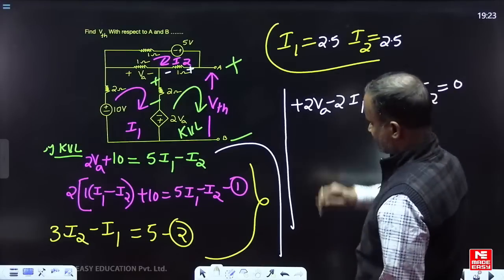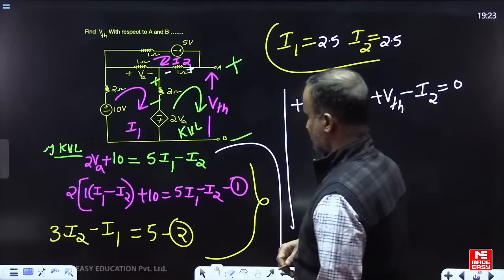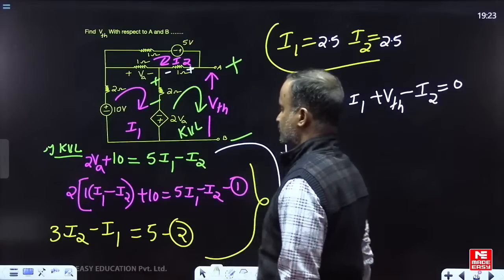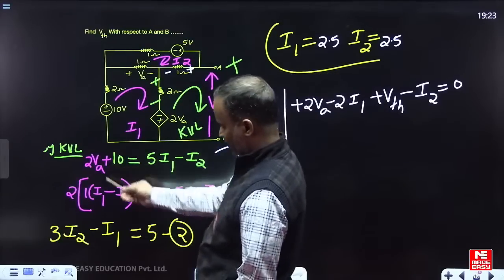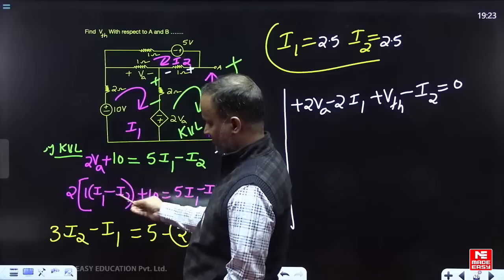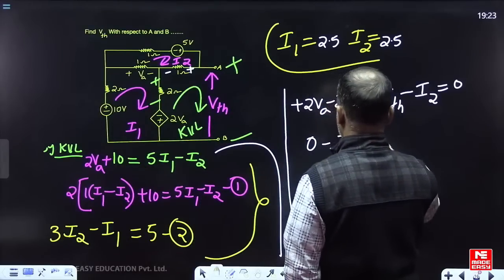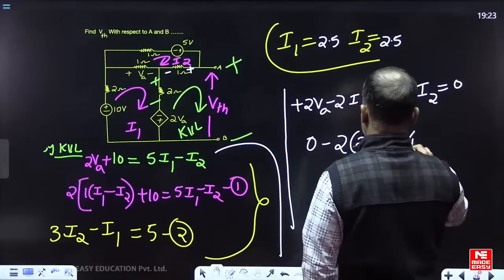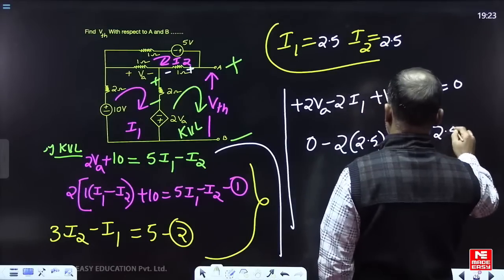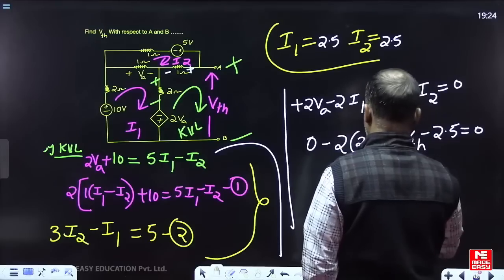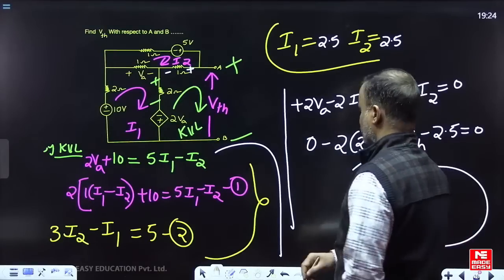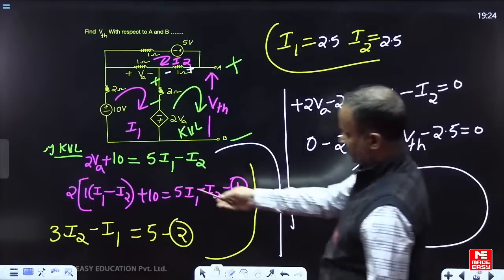See, here I1 and I2 are exactly equal. When I1 and I2 are exactly equal, can I set VA equal to 0? Because VA is obtained as I1 minus I2. That means we can say VA equals 0. VA 0, then I1 is 2.5, and I2 is also 2.5. Simplify, then what is the VTH value? I hope you are getting the VA. This regarding VA is concluded here.